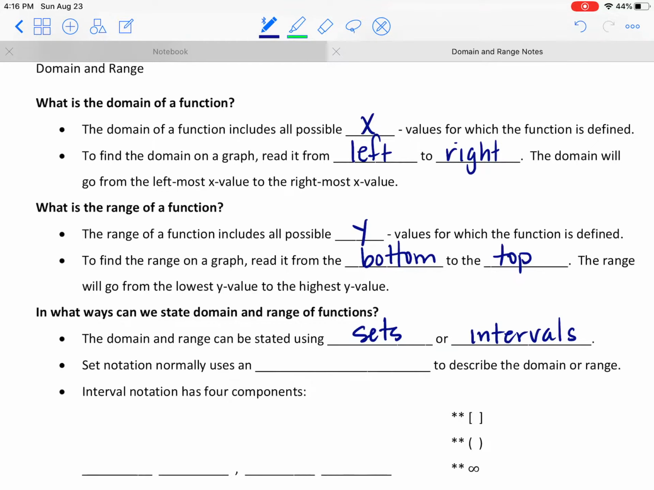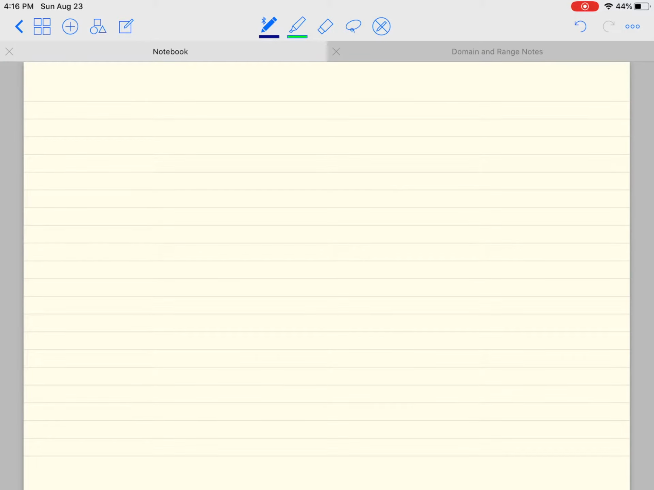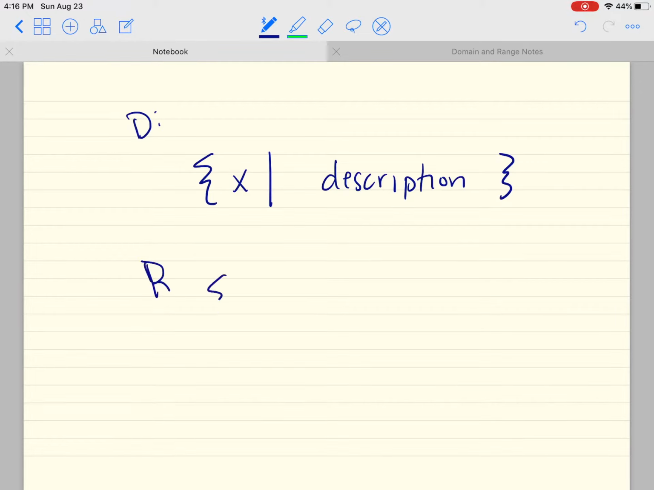So set notation, I'm going to give you a little generic version of it here. Set notation, and you don't need to write this, but it usually looks something like this, where you have this brace here, and let's say we were looking at domain, we would put an X, and then this little bar, and then we would put a description here of what's going on with our X's. And if it was range, then you would have something similar, but it would be a Y in this little bar, and then again there'd be a description in here. And you would read this as all x's such that, I don't know, the description could be the x's are less than 2, or the x's are bigger than 5, or whatever it is.